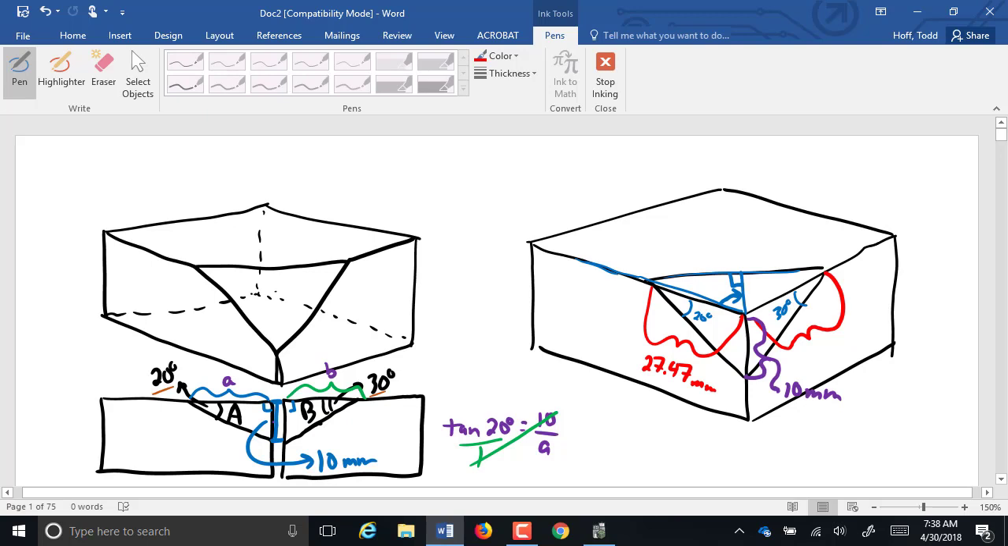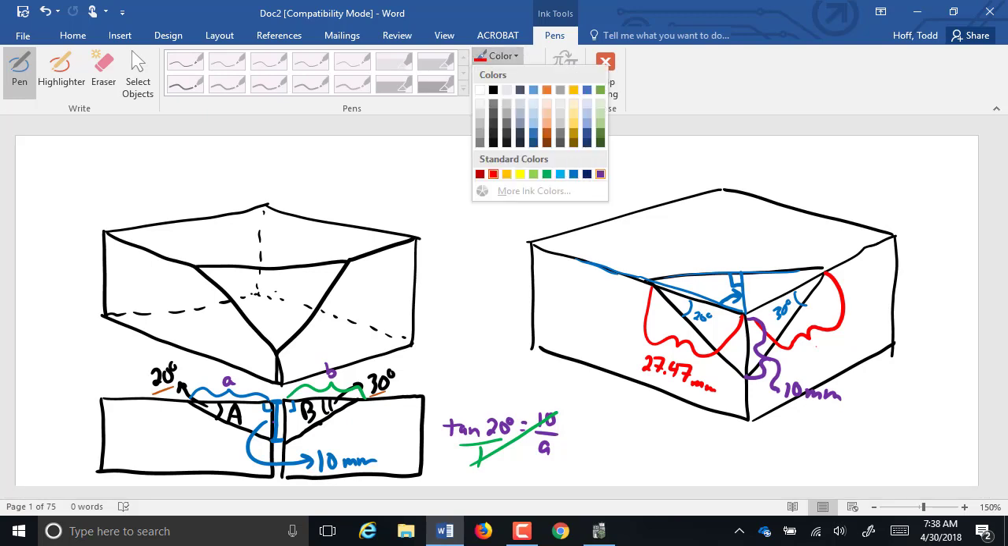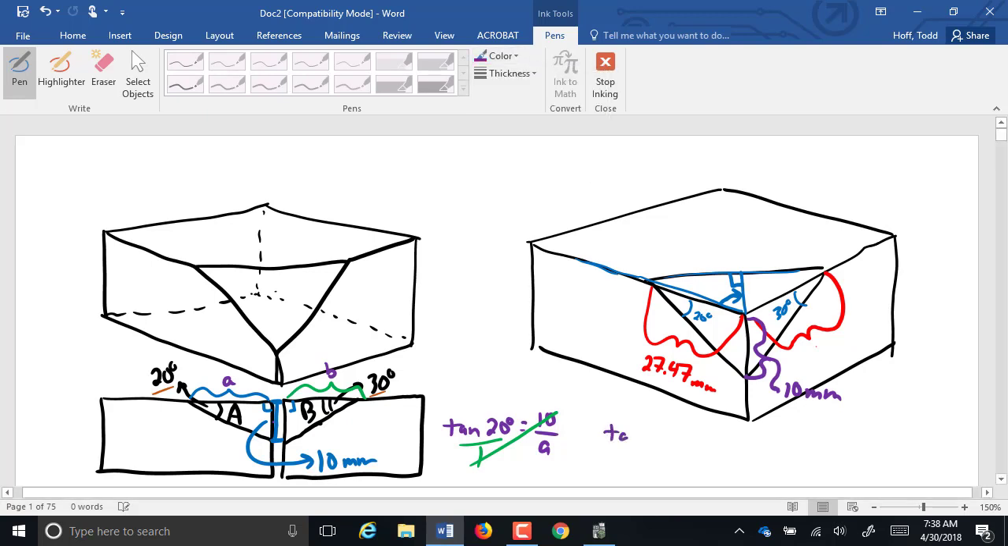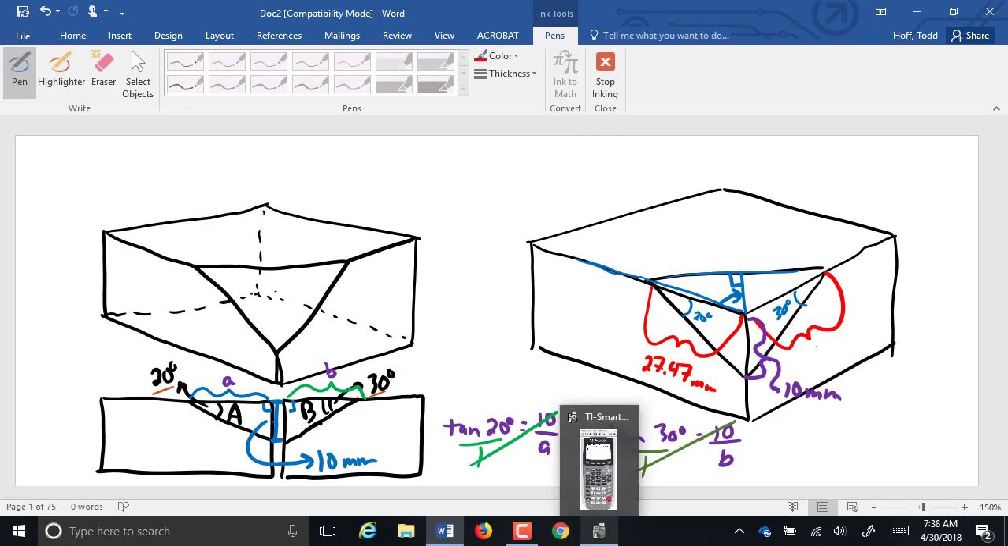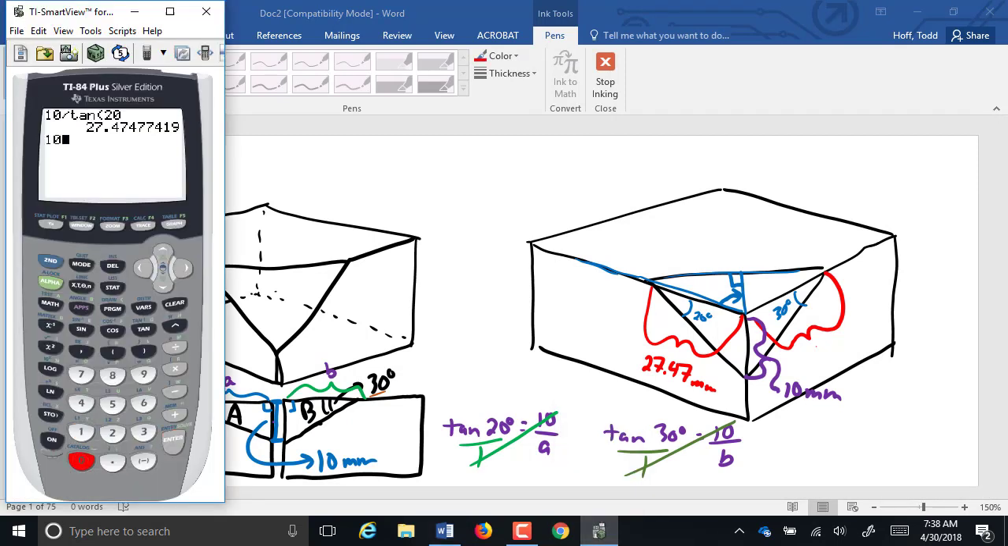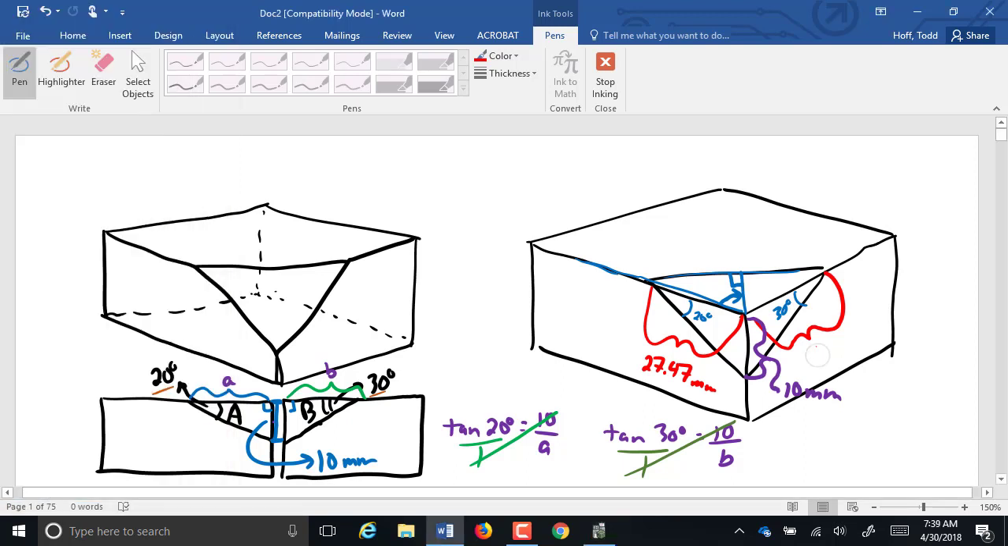Over here, for b, I have the tangent of 30 degrees equals 10 over b. So to solve for b, I put that over 1. I'm going to cross multiply and divide. 1 times 10 is 10 again, divided by the tangent of 30. That's 17.32 millimeters.